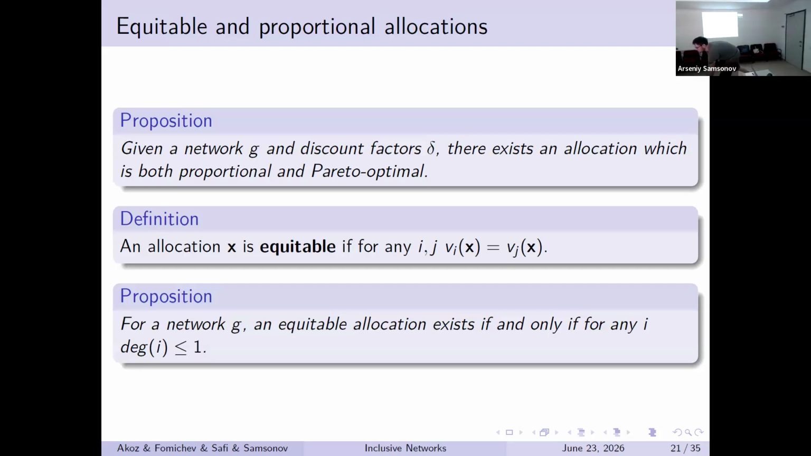Yeah, but here's the intuition. Can I erase this? Sure. The degree of i is less than 1, weakly less than 1. If we have a network where every component is a singleton or a pair, with at most one neighbor, then no matter the discount factors, we can allocate money in a way such that all utilities are equal. So that's possible.